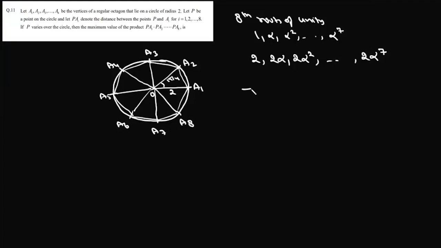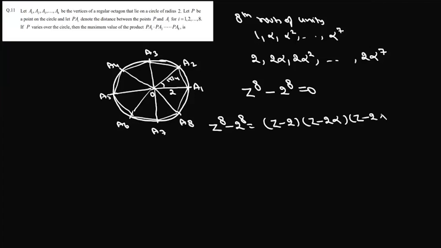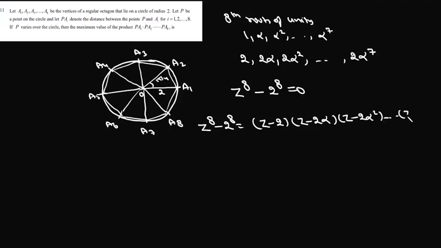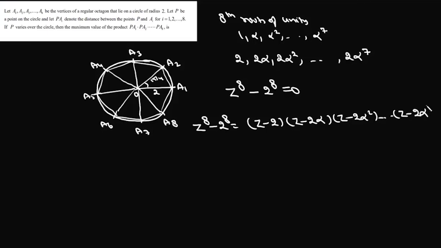So basically they are roots of this equation, z to the power 8 minus 2 to the power 8 equals 0. Or we can write this as z to the power 8 minus 2 to the power 8 will be equal to z minus 2, z minus 2 alpha, z minus 2 alpha square, up to z minus 2 alpha to the power 7.